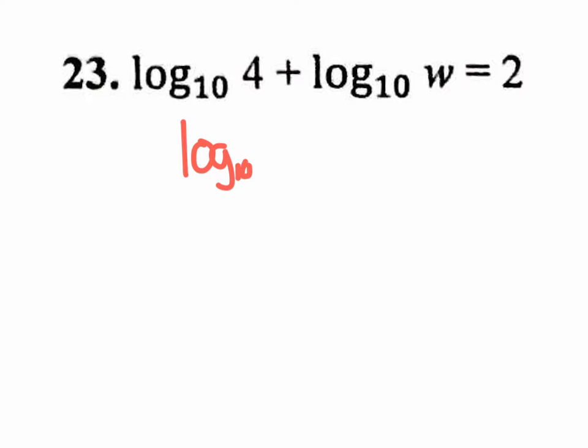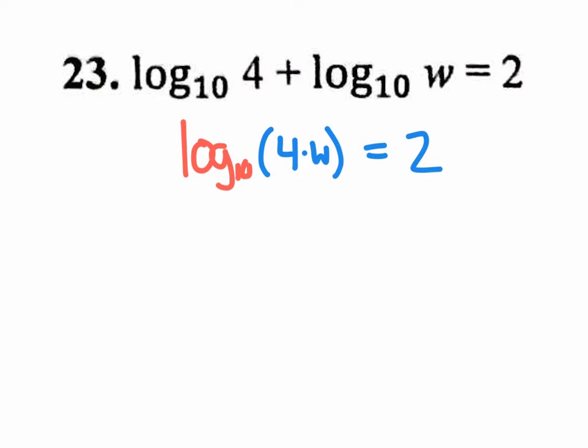And the product property says that when you have plus signs with the two exact logarithms, you could write them as one logarithm as long as you multiply this guy with this guy. So let me write them both together. You could write it as 4 times w, or just jump to the answer, which is 4w. So you have log base 10 of 4w equals 2.